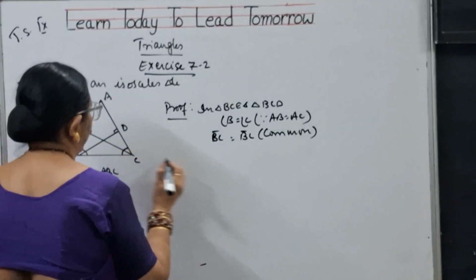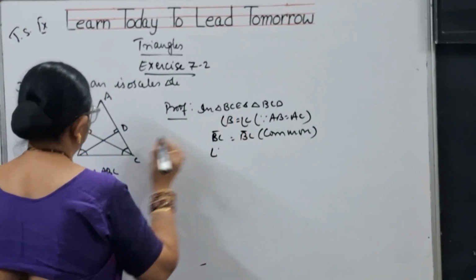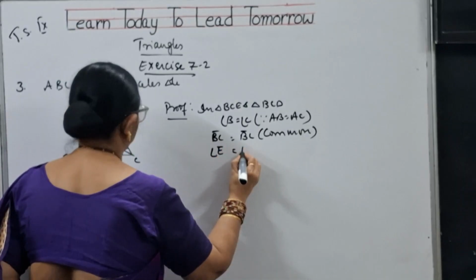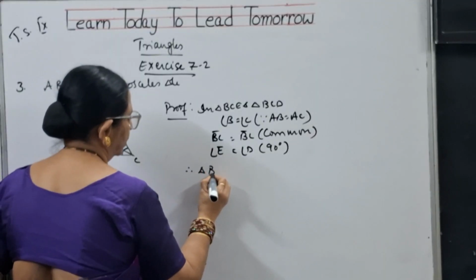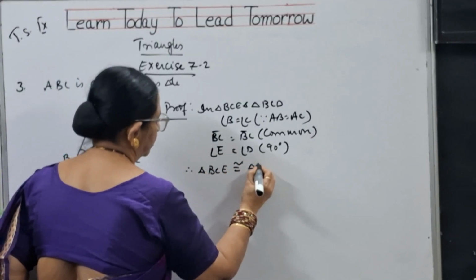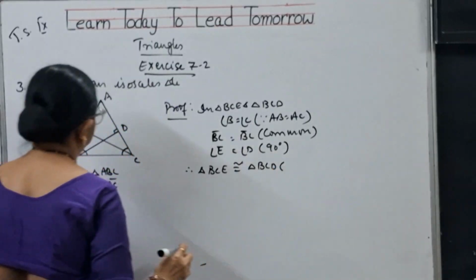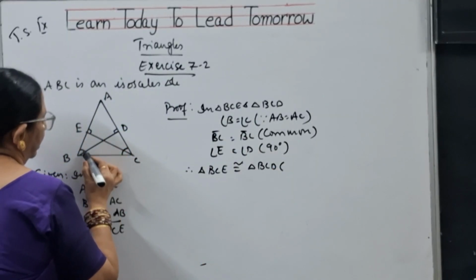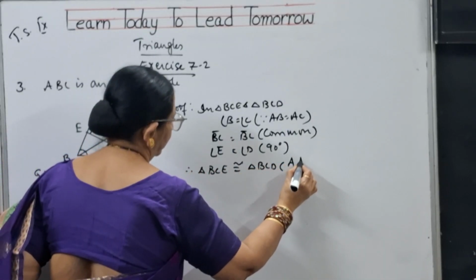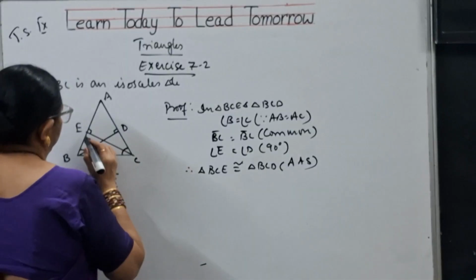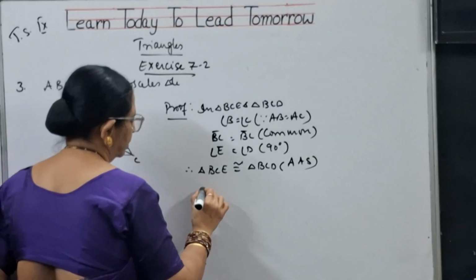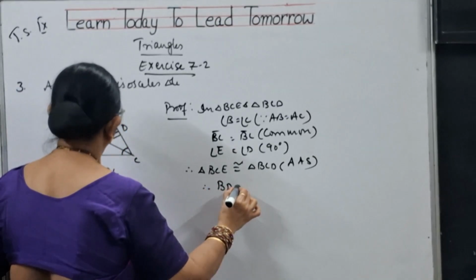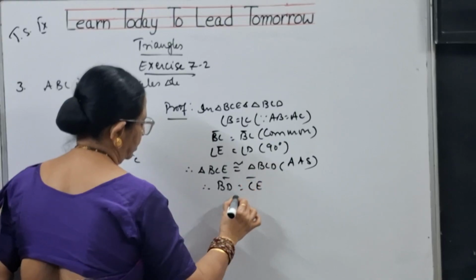And also, for BCE, angle E is equal to angle D, 90 degrees. Therefore, triangle BCE is congruent to triangle BCD basing on what? This is angle, angle, side property. This is also a right angle, no? So, angle, angle, side property. Therefore, what can you say? BD is equal to CE. Hence, proved.